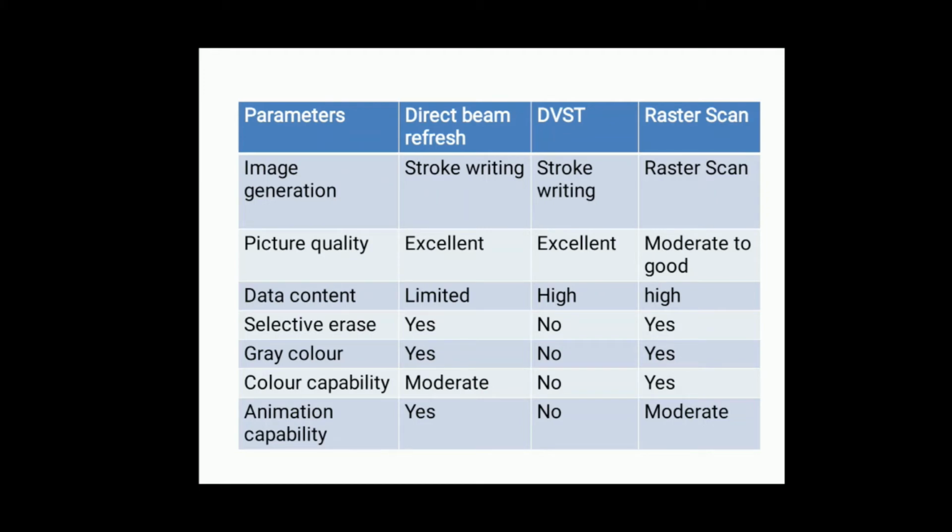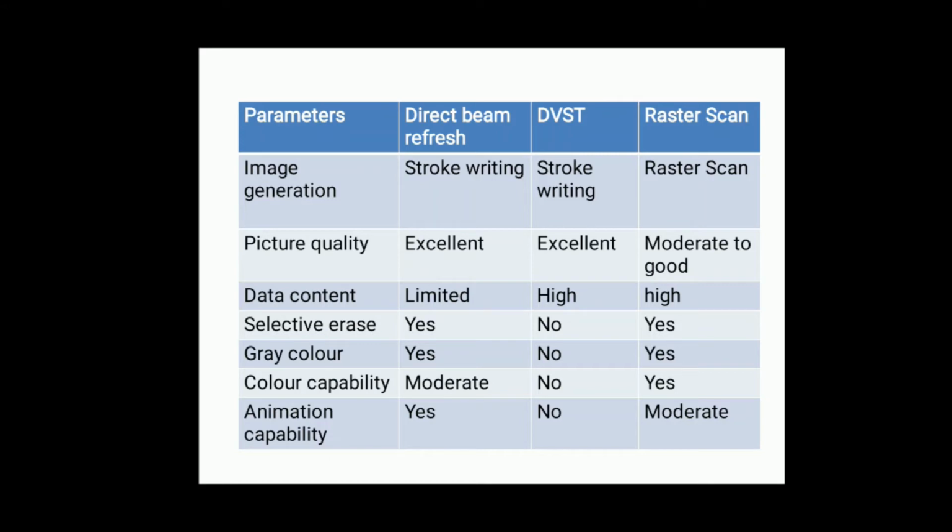First, the image generation. Direct beam refresh uses stroke writing. In DVST, the second type of graphics terminal, they also write with the help of stroke. And the last one, raster scan, uses raster scan. Picture quality is excellent in direct beam as well as DVST, and moderate in raster scan. Data content is limited in direct beam, while high data content is available in DVST, and also high in raster scan. Selective erase is possible only in direct beam and raster scan, not in DVST.